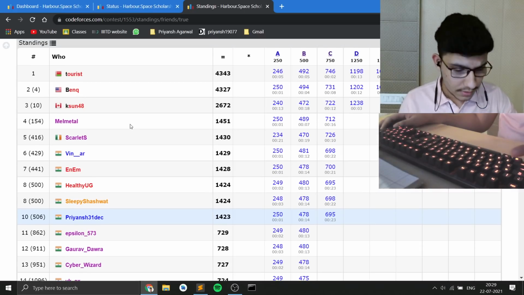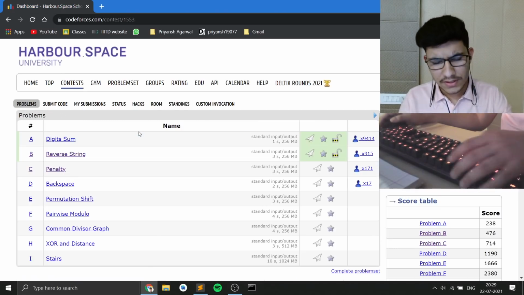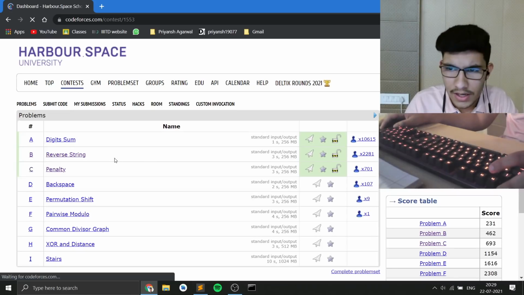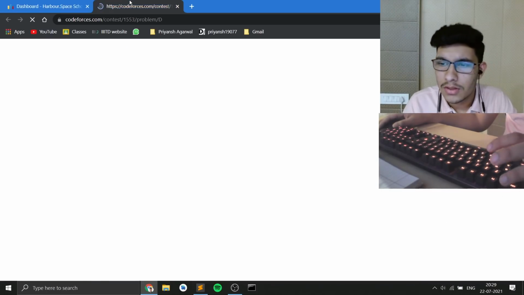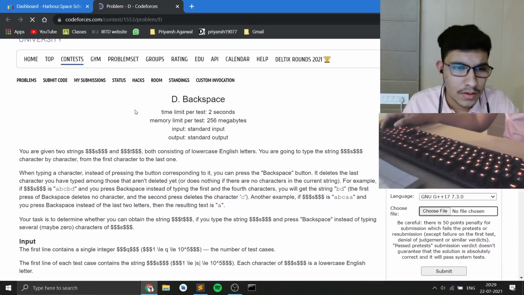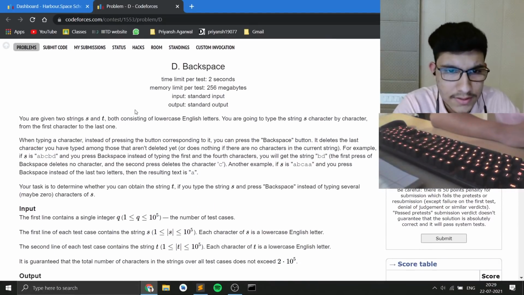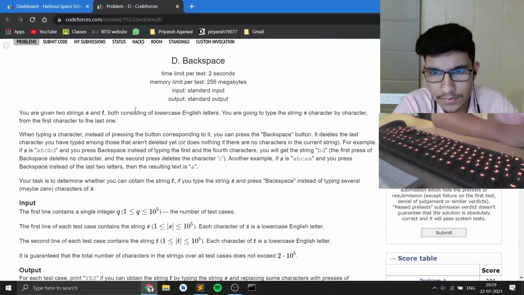Okay, let's look at the fourth problem then. So this was a very simple problem. I don't know how they even have such a problem in a contest, because it is basic recursion here. So you're given two strings here, S and T, both consisting of lowercase English letters.